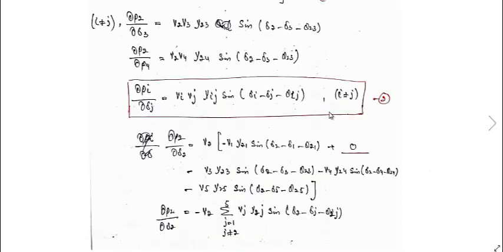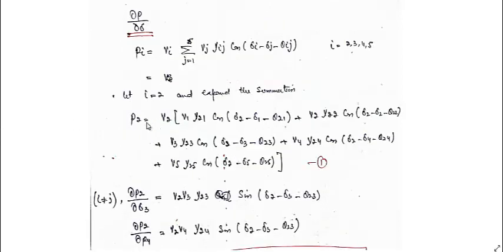So in general, I can take it like this: delta P2 by delta delta 3, I can say that delta Pi by delta delta j will be equal to Vi Vj Yij sine of (delta i minus delta j minus theta ij). So in this way we can calculate it. Now when i is equal to j, that means when the function is differentiated with respect to its own phase angle, you can see delta P2 by delta delta 2.